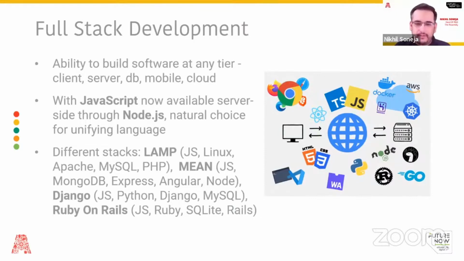Apart from MERN, there are also, of course, the old ones. LAMP is an old one; all of these use JavaScript to some extent. It uses Linux and Apache and MySQL for the database part and PHP. So that's been around for a while.